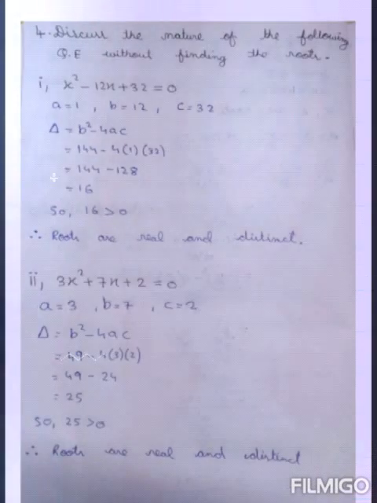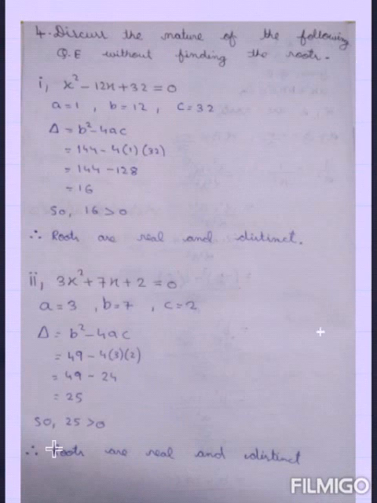So moving on to the next type, that is, discuss the nature of the following quadratic equation without finding the roots. So we should find the nature of that quadratic equation without finding the roots. We have a formula, that is delta is equal to b square minus 4ac. From the given question, x square minus 12x plus 32 equal to 0, we get a equal to 1, b equal to 12, c equal to 32.